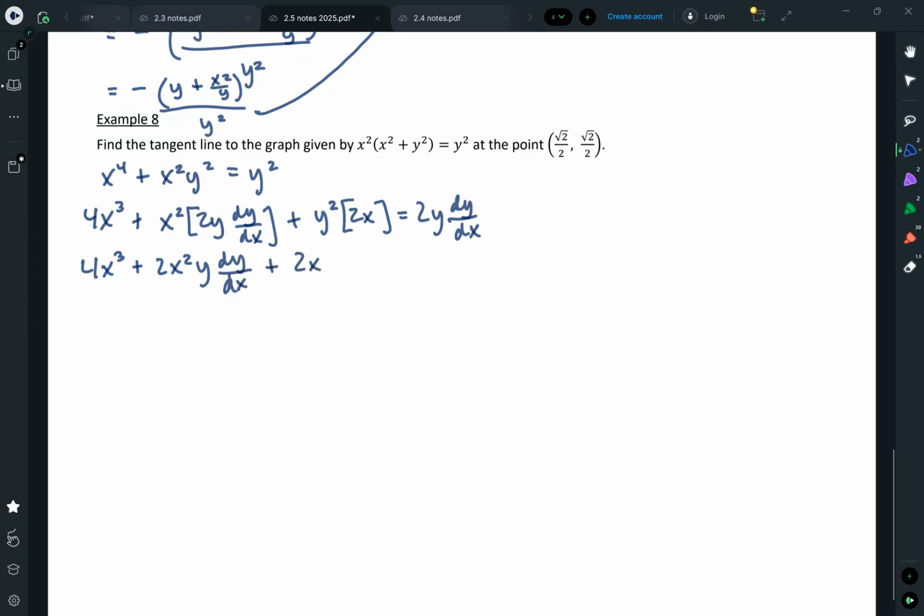Plus 2xy squared equals 2y dy dx. Okay, so I'm going to subtract the 2y dy dx.